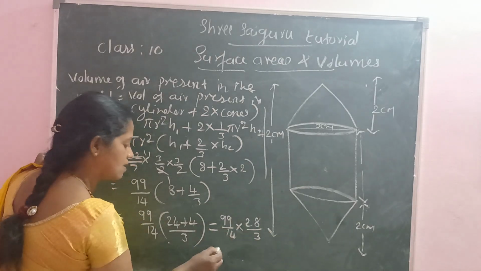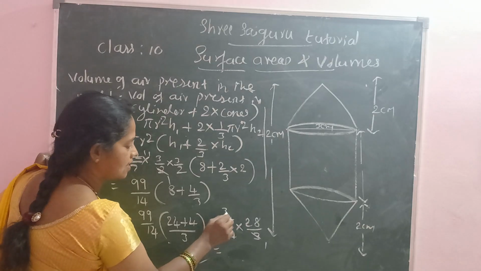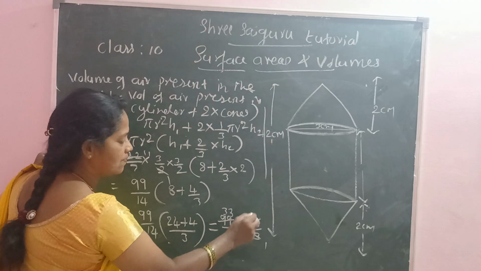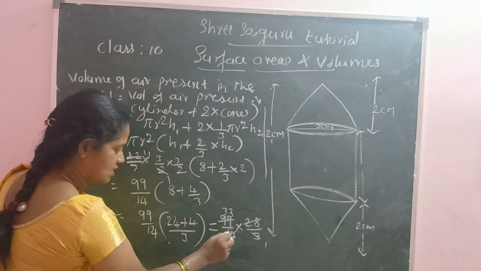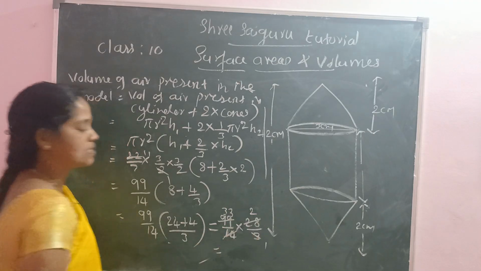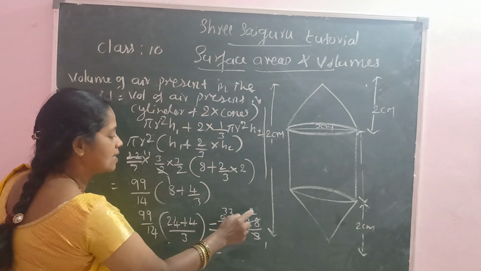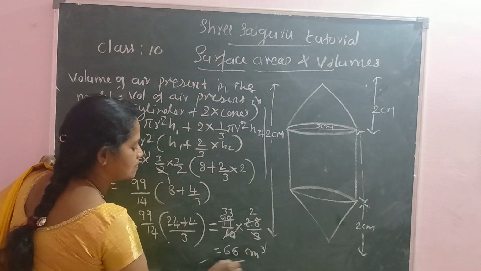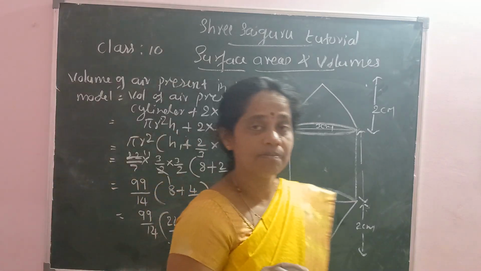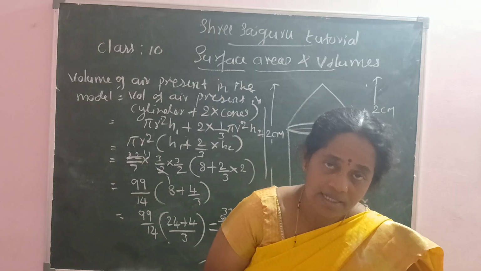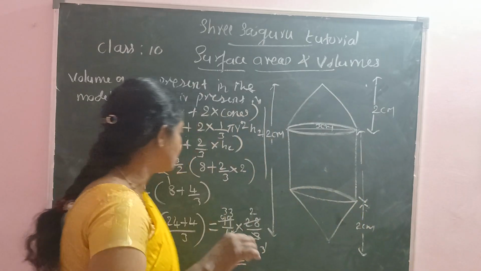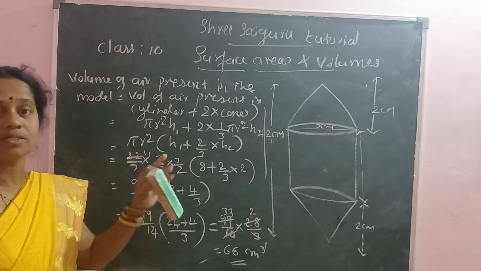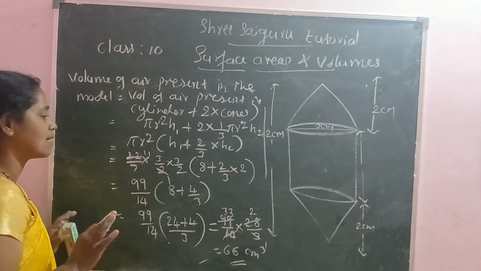Then next, 3 ones are 3, 3 3s are 9. Again here, 4 ones are 4. Sorry, this is 14. 14 ones are 14, 14 twos are 28. So finally 33 into 2 is 66 centimeter cube. This is nothing but the volume of the air present inside the model, which is equal to the sum of the volume of the air present in the cylinder and the two cones. So this way you have to calculate this problem.